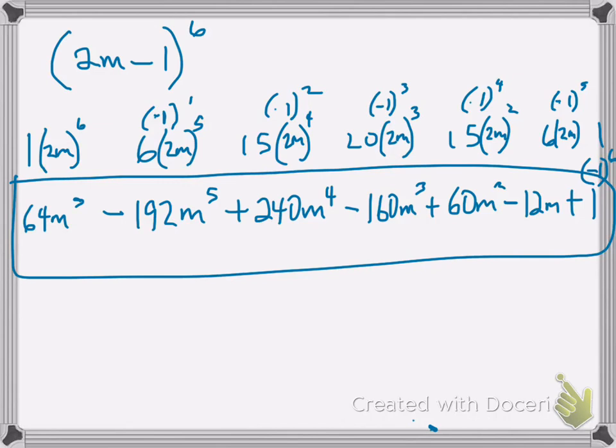But here's what I might ask you for on the test. I might ask you, what's the fourth term of this expansion? How would you answer that question? What's the fourth term of the expansion? Negative 160m cubed. So that may be what I ask you instead of having to write the whole thing in the blank. If you know the process, then you'll be able to get the fourth term correct. All right? So we're only doing one set of arithmetic there.